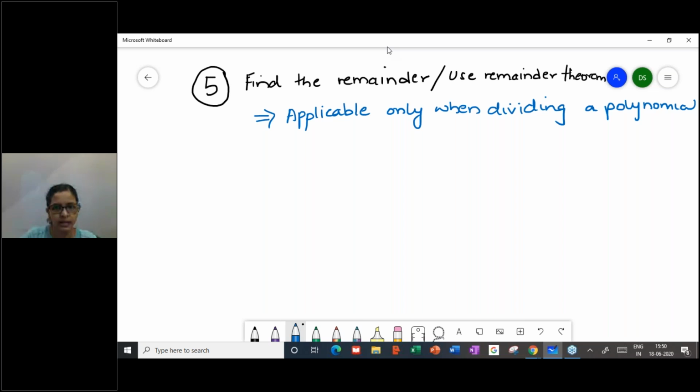Okay. Linear polynomial. Okay. So this is the important thing I want you to keep in mind.